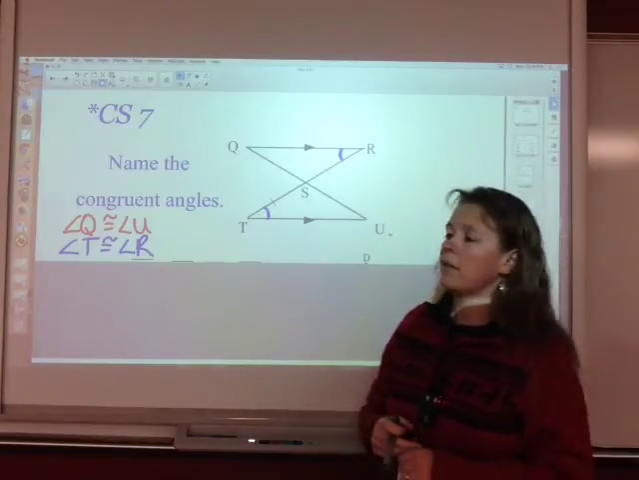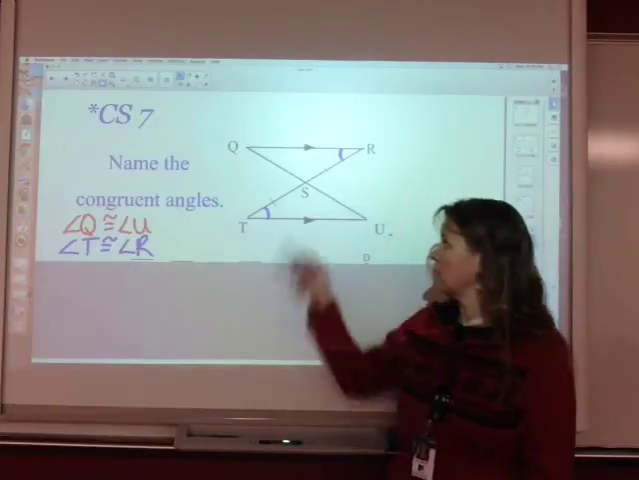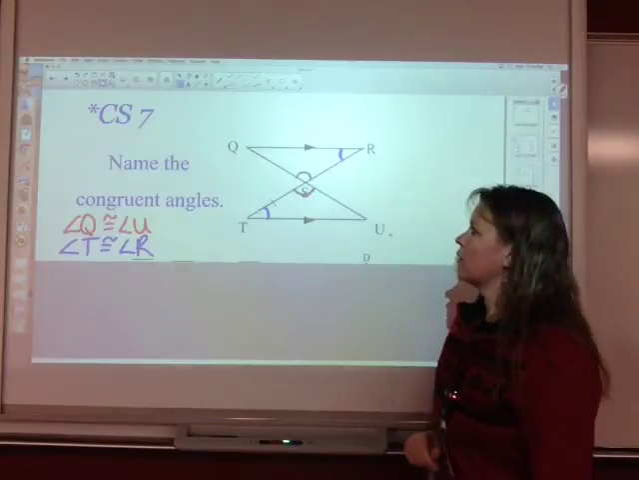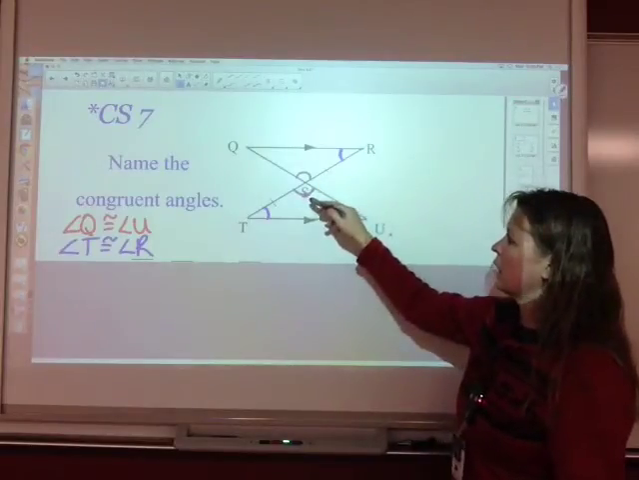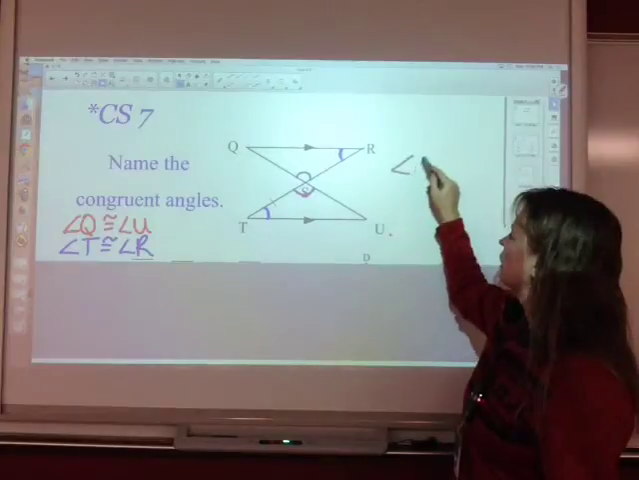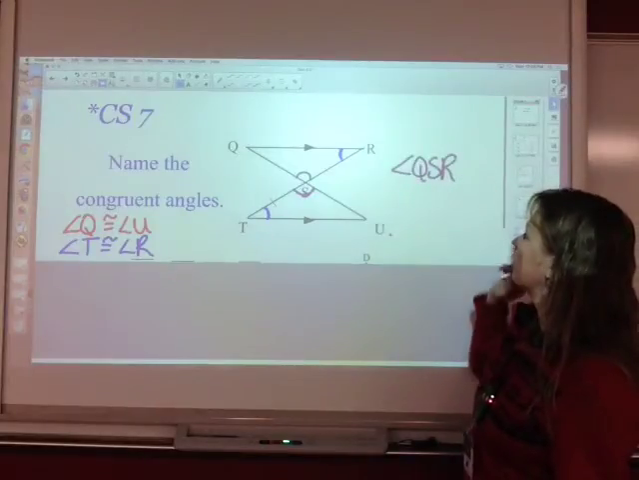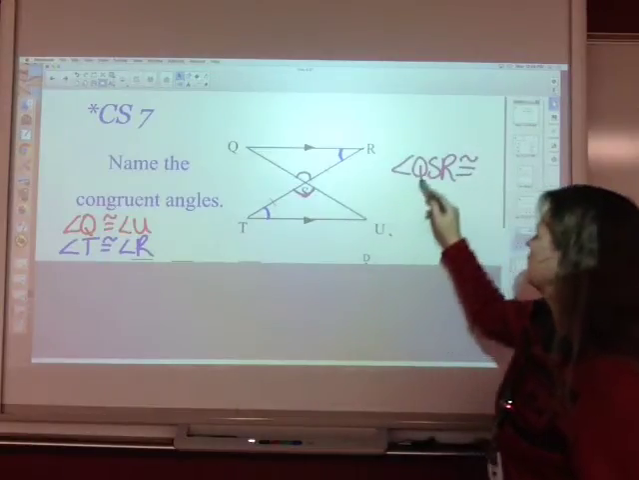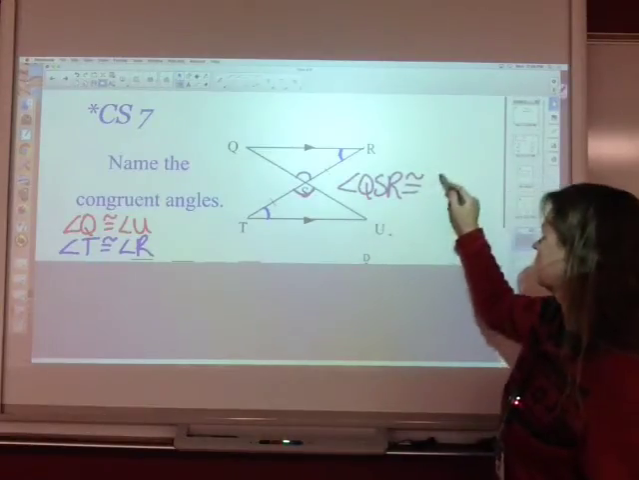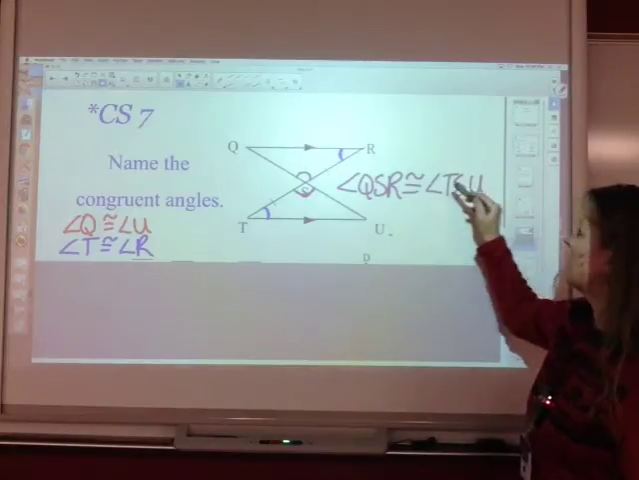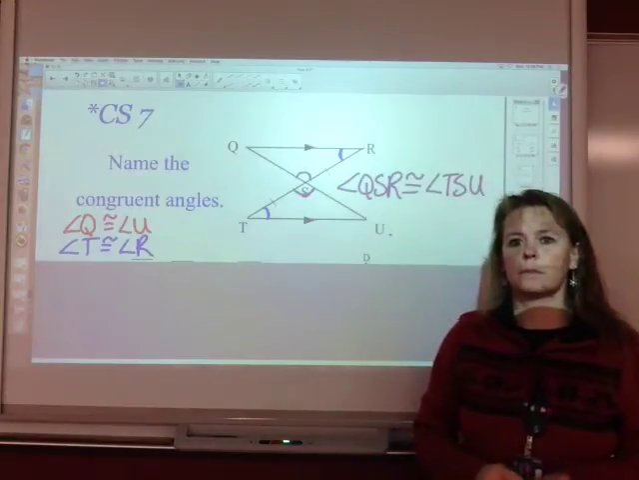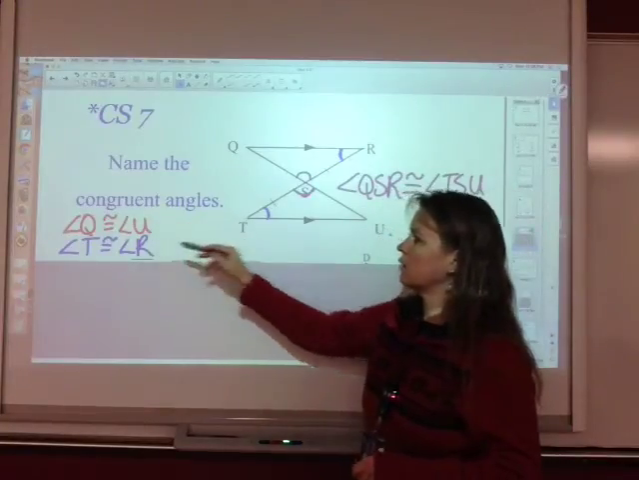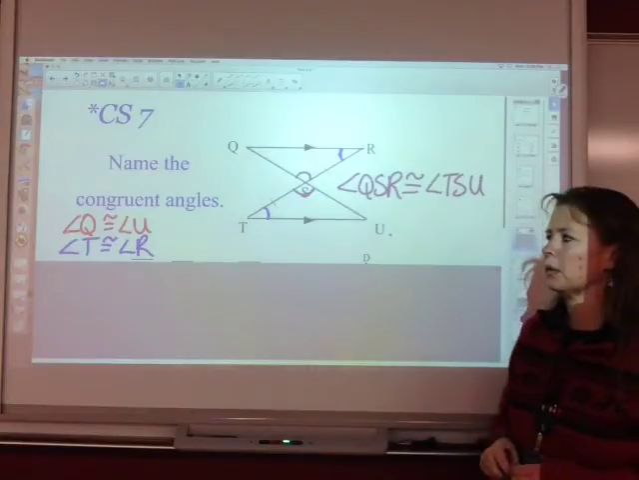But believe it or not, we also have a third pair. Has nothing to do whatsoever with the parallel lines, but we still have another pair of congruent angles. And I can call that one angle QSR or RSQ is congruent to angle TSU or UST. What's the reason for those? Yep, vertical angles. Vertical angles are congruent.